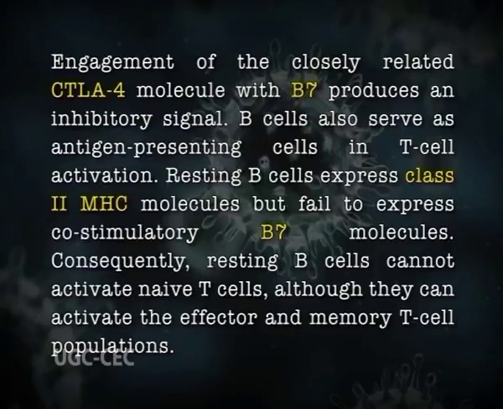B cells also serve as antigen-presenting cells in T cell activation. Resting B cells express class II MHC molecule but fail to express co-stimulatory B7 molecule. Consequently, resting B cells cannot activate naive T cells, although they can activate the effector and memory T cell populations.